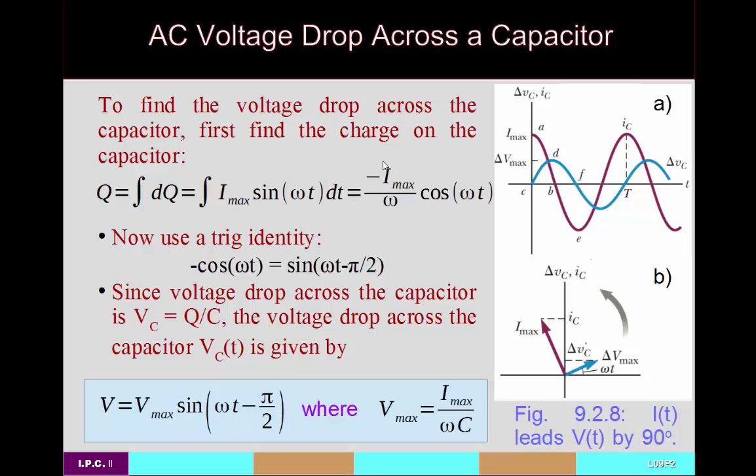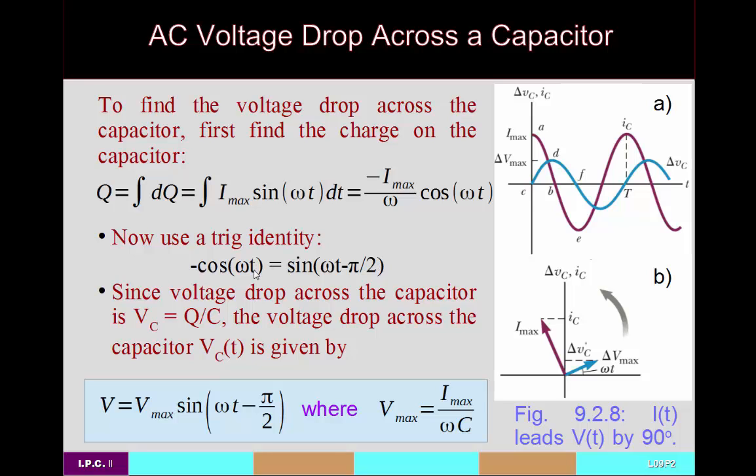And so this ends up looking like the form of the charge on a given plate. It will be negative I max over omega cosine omega t. At this point, we can invoke a trigonometric identity. The cosine of omega t, or the negative cosine of omega t, is equal to the sine of omega t minus pi over 2.